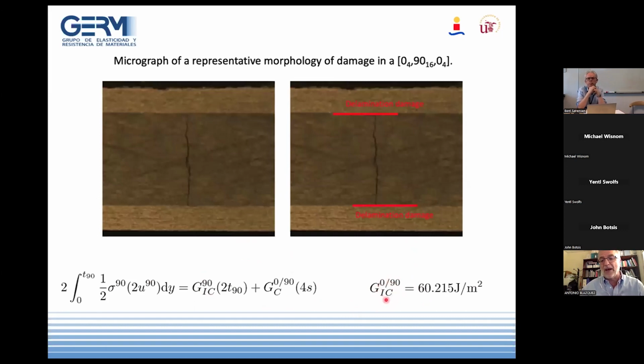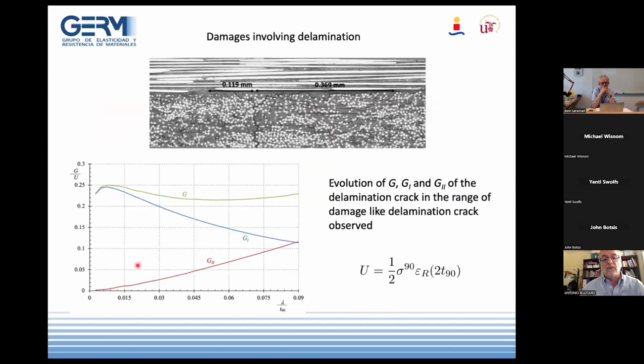Now I have to explain why we put here G1C and not GC. This is because for the length of the delamination we have obtained, that you can see in this picture, most of the delamination cracks are in dominant mode one. In this case, we assume this to be the G1C. This is only to show a dimensionless parameter. Lambda is the length of the delamination crack. T90 is the semi-thickness of the 90 degree ply.